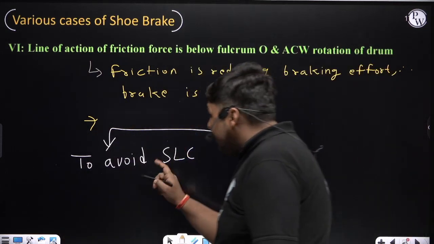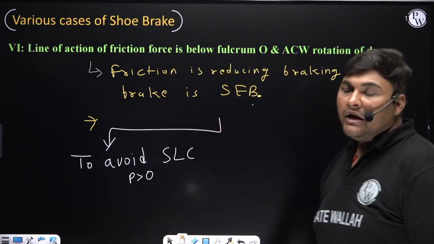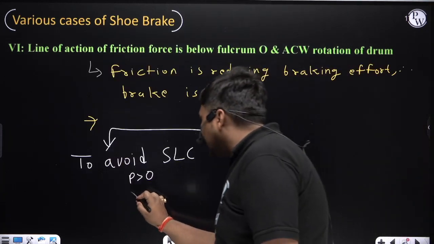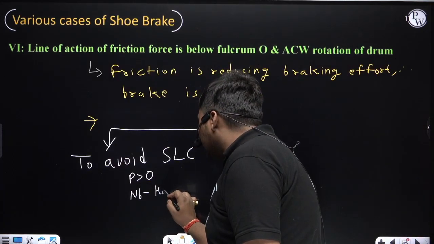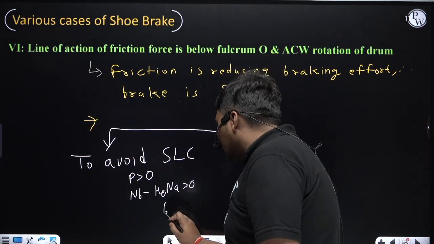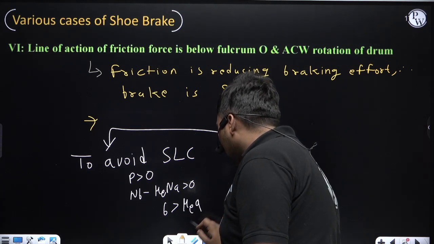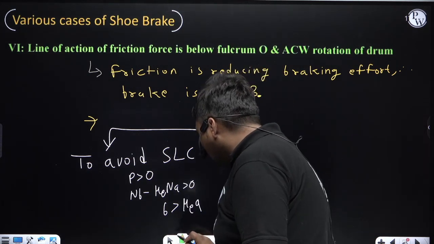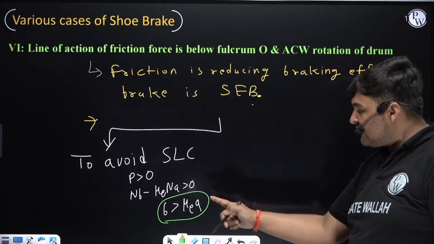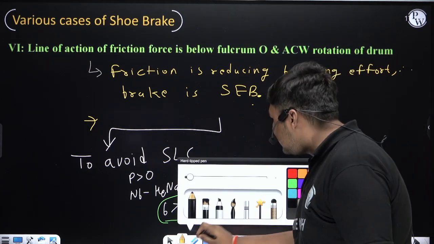And if we want to avoid self-locking condition, what we need to ensure? P must be greater than 0. Now to ensure P must be greater than 0, this term should be greater than 0, means Nb minus mu E Na must be greater than 0. So from this the conclusion will come: B must be greater than mu E A. Again, you need not remember this, after deriving this you can easily find this. So if you are satisfying this condition, brake will not be in self-locking condition.